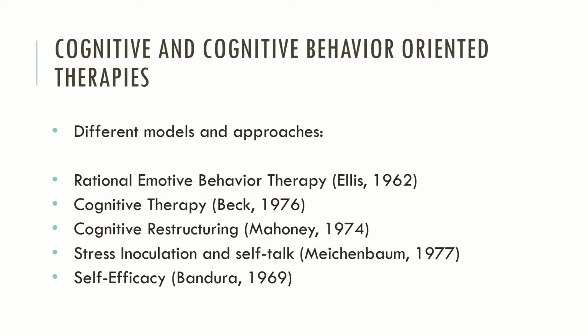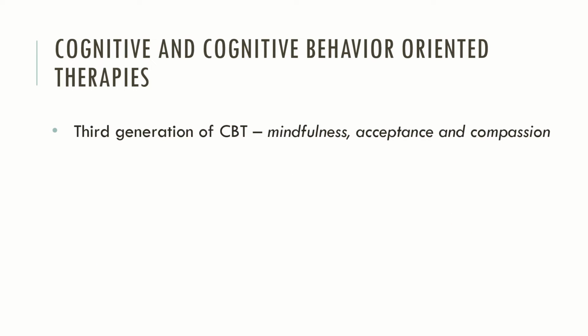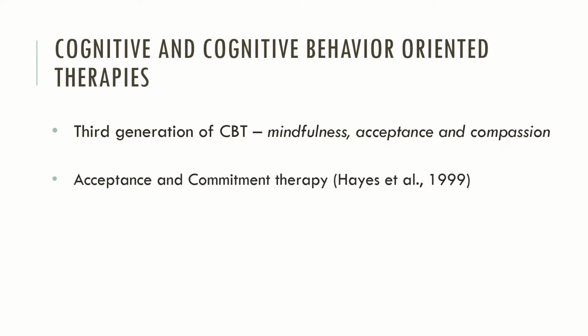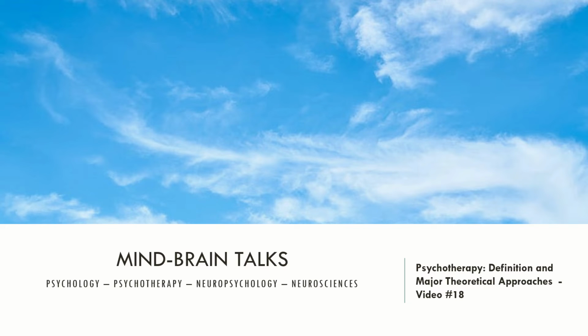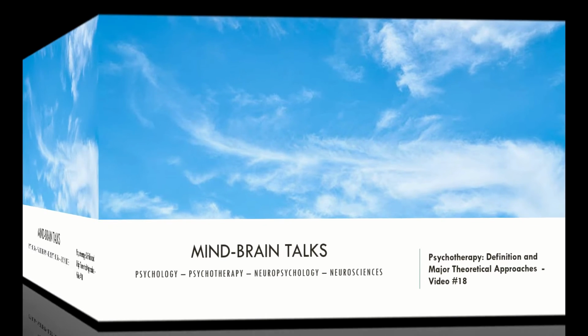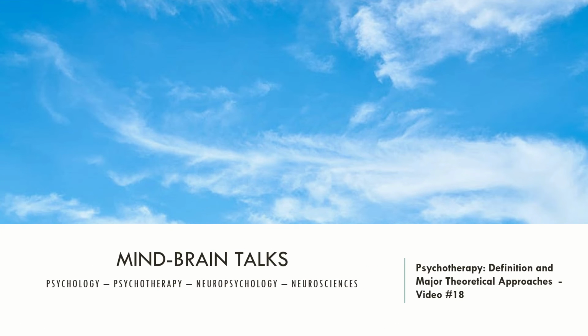So now we have a third generation of CBT, which has incorporated mindfulness, acceptance, and self-compassion methods. The first is acceptance and commitment therapy. The second, compassion-focused therapy. The third, mindfulness-based cognitive therapy. And metacognitive therapy. There are lots of third generation CBT approaches that were not mentioned here, okay? However, in the future, I will produce different videos where we can take a deeper look at them, okay?